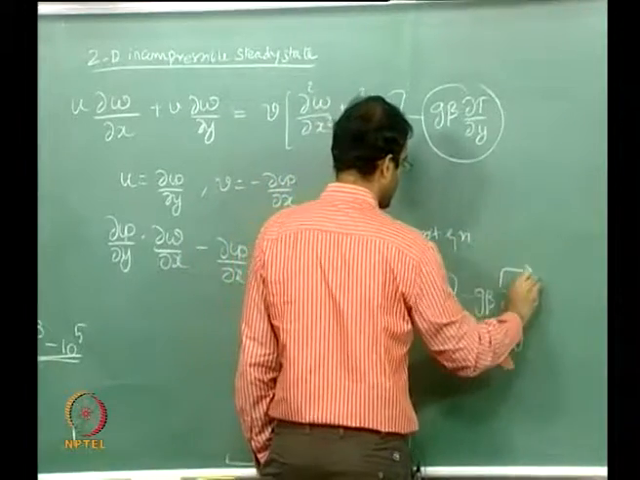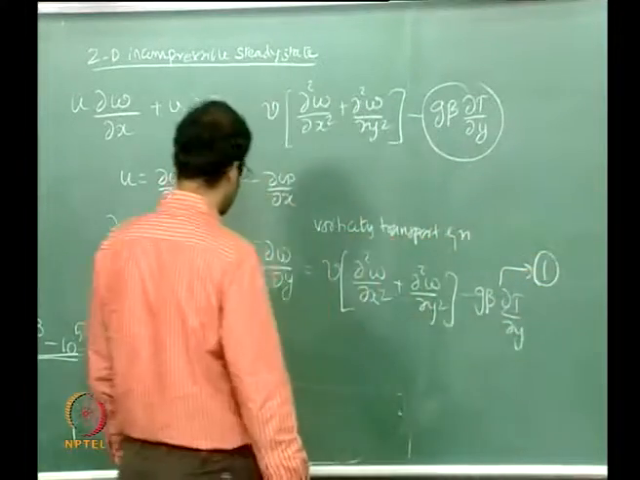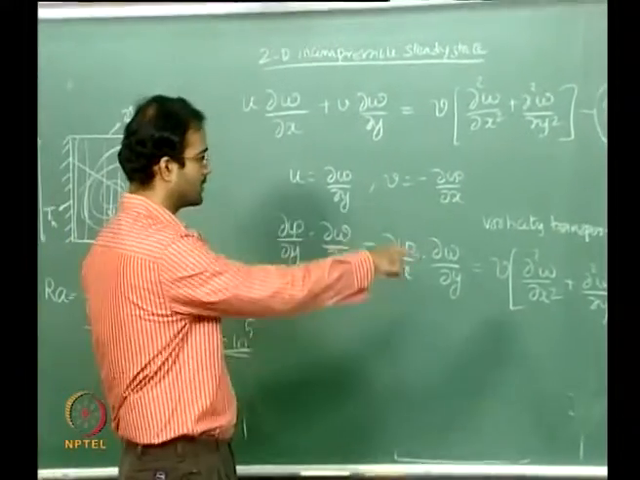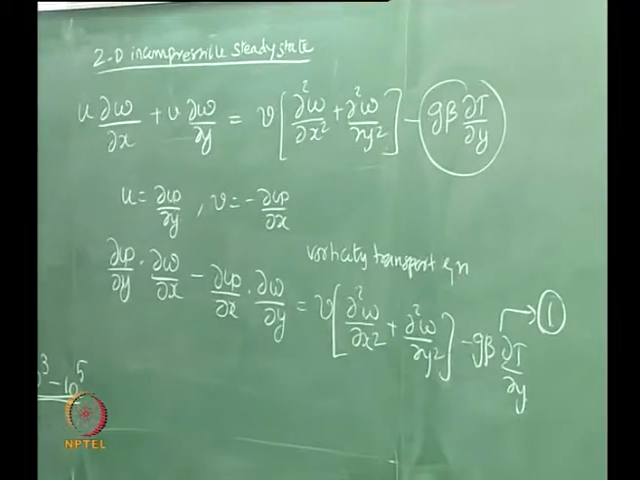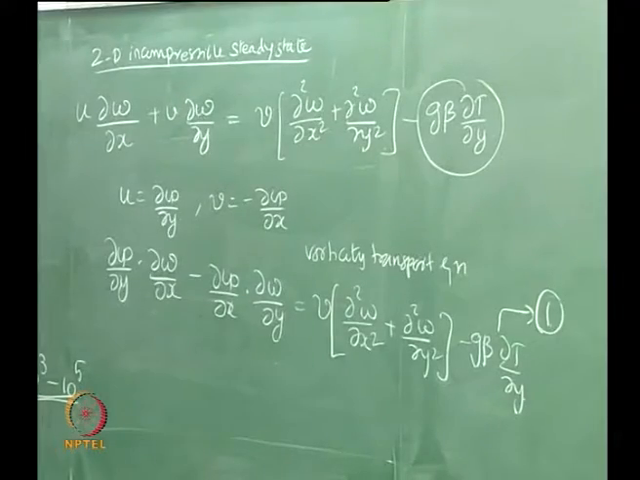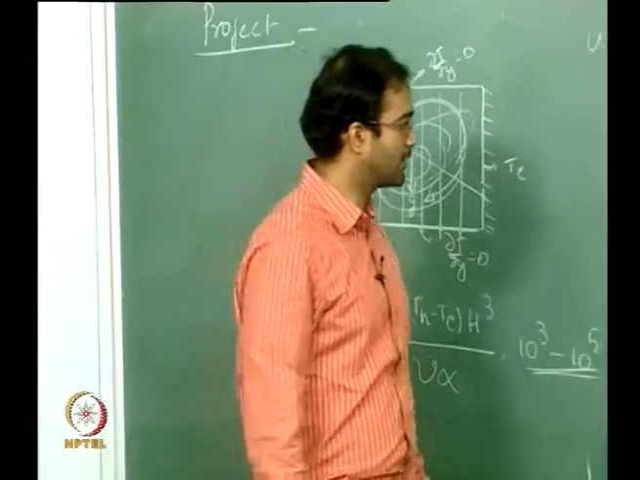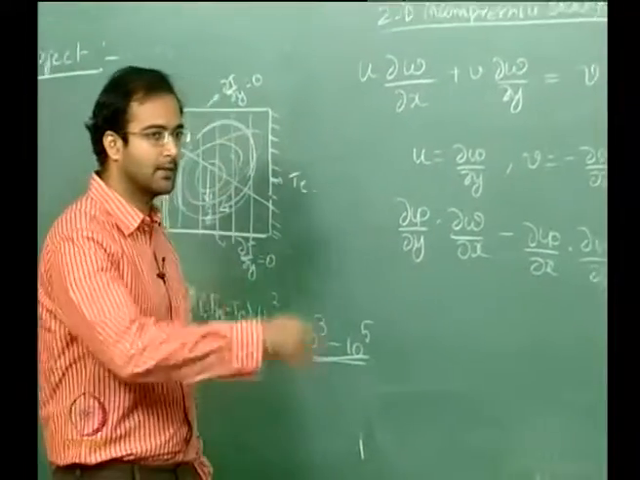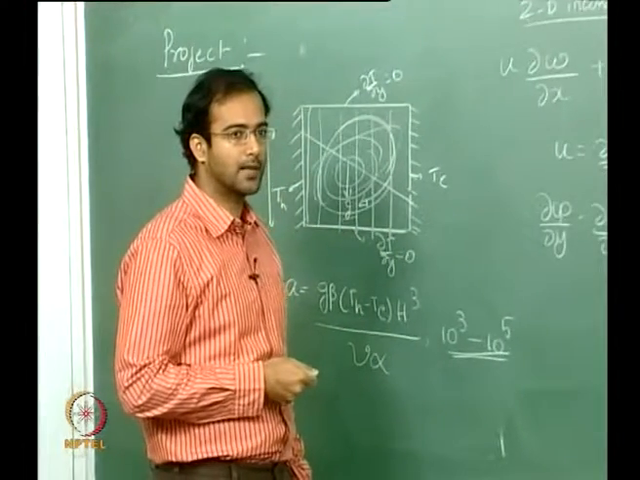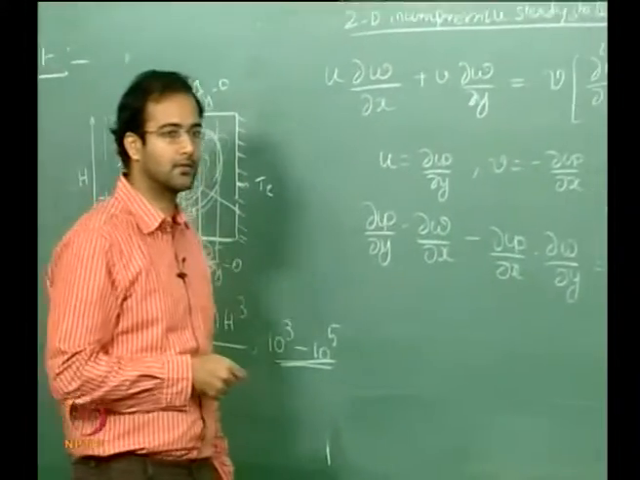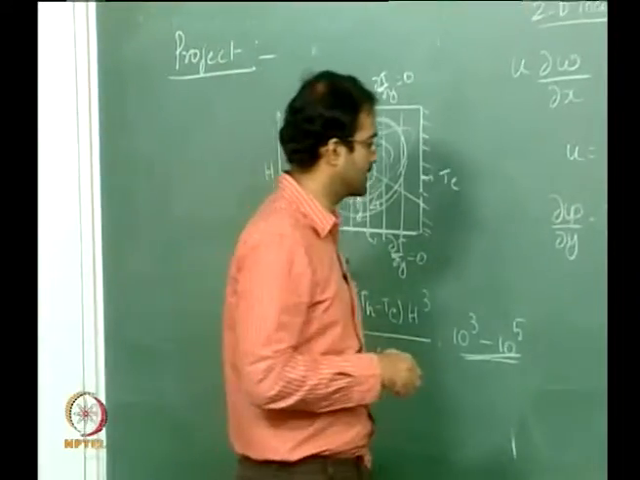So this is the first equation that you have to solve, and obviously to solve this you also need to solve the energy equation along with it, because you need the information of the temperature gradient. So therefore we solve the standard 2D incompressible energy equation. We neglect the viscous dissipation.